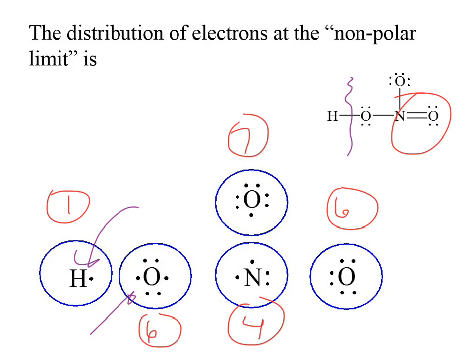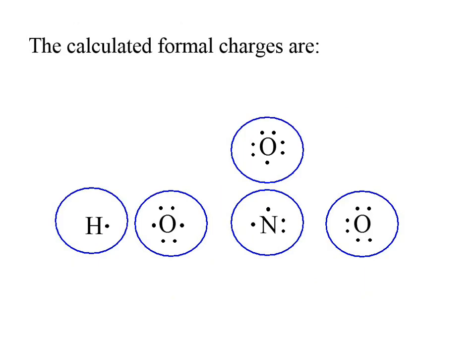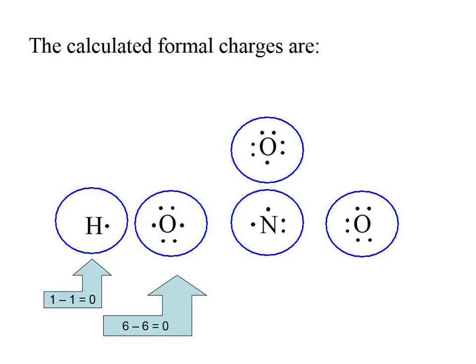So the next slide goes ahead and comes up with the formal charges. Okay, so again, formal charge is the number of valence electrons for hydrogen, which is 1. The number of electrons at the nonpolar limit is also 1 for this particular Lewis structure. So it's 0, which is good. That's kind of what you're after. For this oxygen, oxygen has 6 valence electrons. In this particular situation, at the nonpolar limit, we've got 6 electrons. Looking pretty good. Again, same thing over here. We have a formal charge of 0.